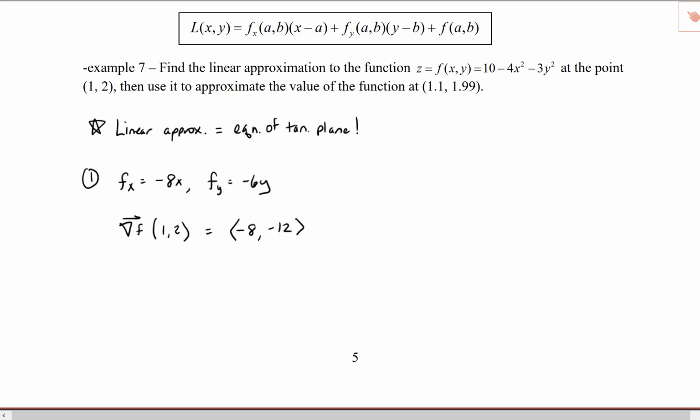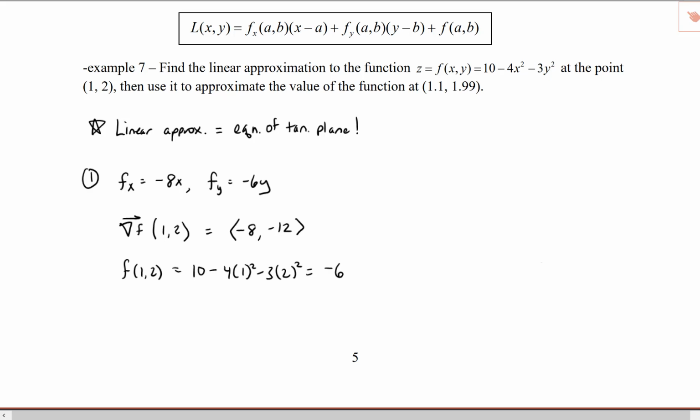Now we'll use those to write the equation of our tangent plane. To write the equation of our tangent plane, we'll need one more thing. We'll need to know what is the z value at the point (1, 2). In other words, what is f(1, 2)? Well, to find that, we just plug (1, 2) into the given equation. And working that out, we get negative 6.